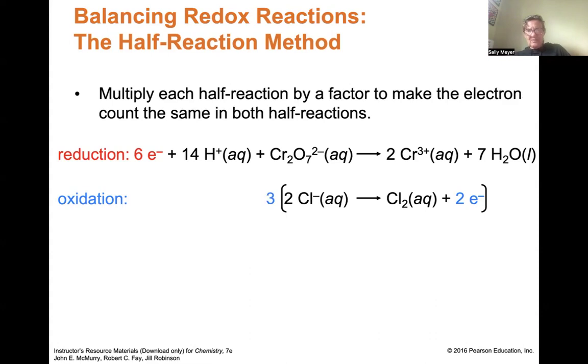So we need to have the electron number equal. So you need to have enough reactants and products so that the number of electrons gained in the reduction is equal to the number of electrons lost in the oxidation.